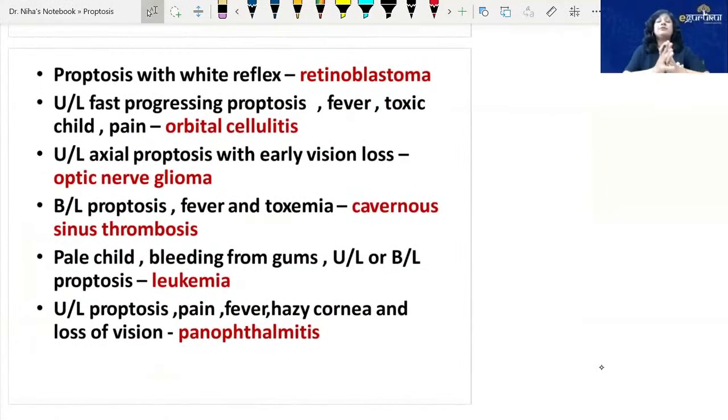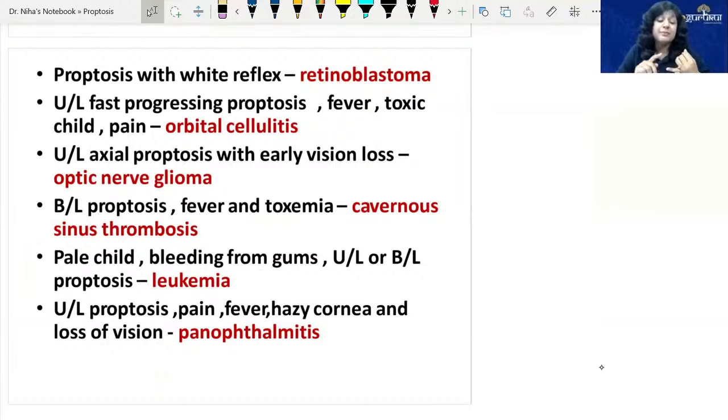So we have, I think, almost covered all the important causes of proptosis, and Dr. Rajat has beautifully explained the imaging part. Before ending the session, I would just like to give you some brief points, just shorts, which will help you in solving the questions related to proptosis.